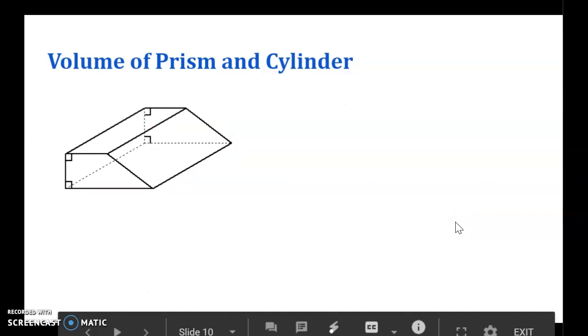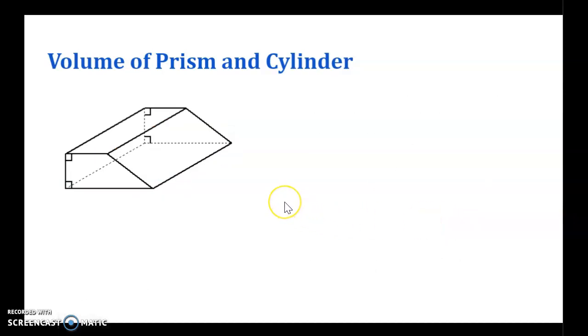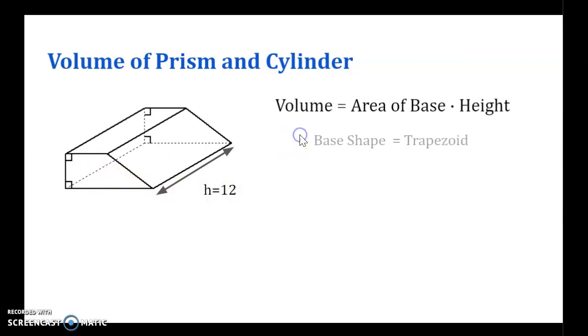Okay, so let's consider a more complicated shape. The first thing you need to do when you see this shape is ask, is this a prism? Well, it's a prism if you have 2 parallel sides that are identical, and that are connected by a certain height. So the height of this prism is 12. So the base shape is a trapezoid. I hope you are starting to be able to recognize that. The trapezoid is the base shape.